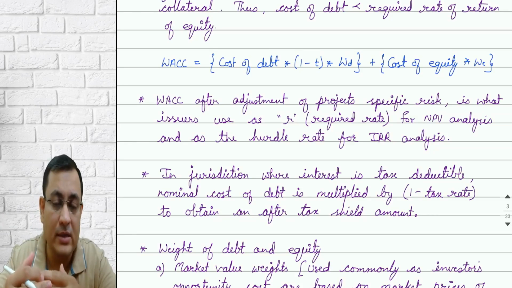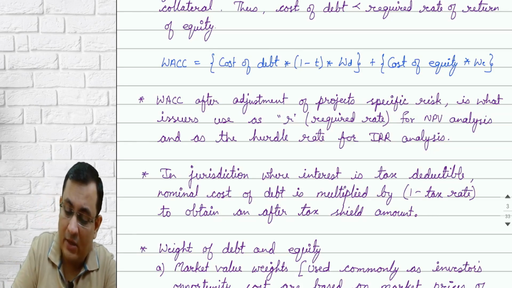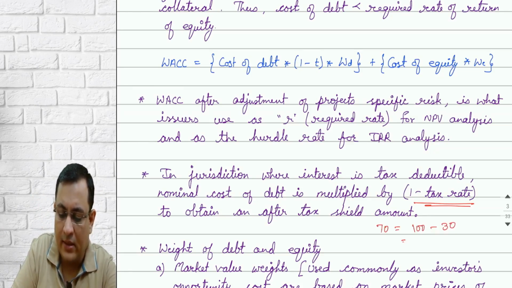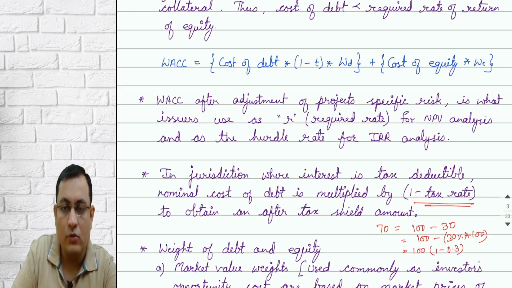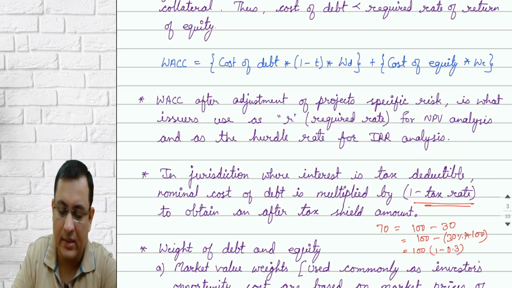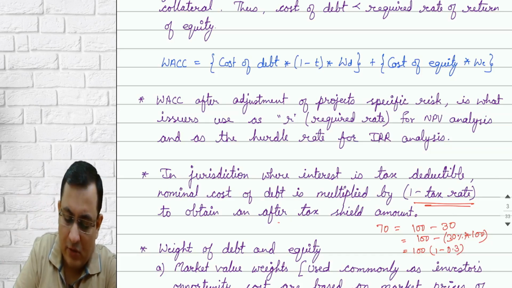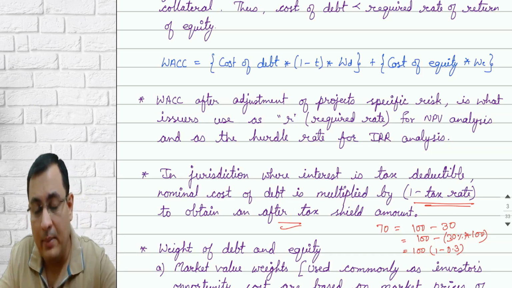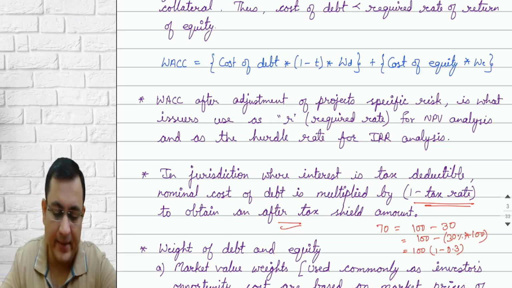So that we will consider in the form of 1 minus tax rate, because what is the calculation of 70? 70 is 100 minus 30. What is 30? 30% of 100. It means it is 100 times (1 minus 0.30). So we can say your after tax cost of debt is equal to your before tax cost of debt multiplied by 1 minus tax rate.